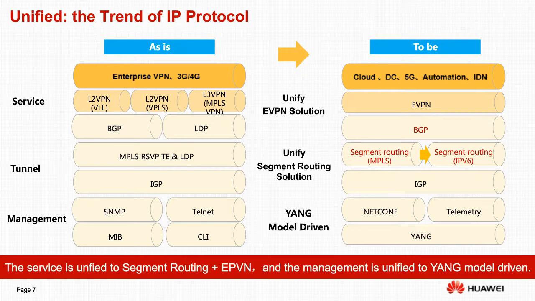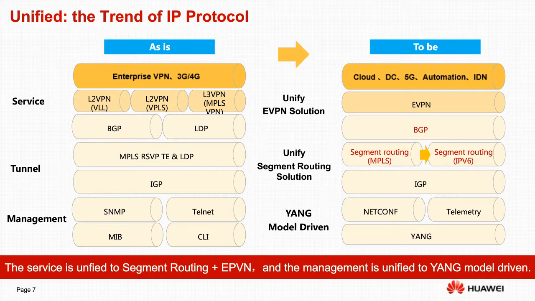For service, we have VLL, VPLS, and L3 VPN, many kinds of VPN service. And those services are built by BGP or LDP. Sometimes we can say the tunnel. We have LDP tunnel, and sometimes we can deploy the RSVP tunnel. So we know we have to configure many different protocols, different configurations. Also, we know different vendors' command lines are a different style. Its integration cost will be very huge.